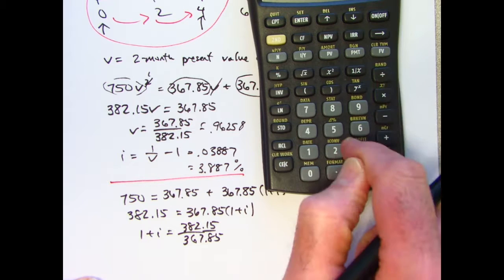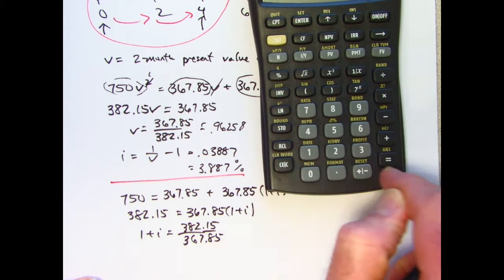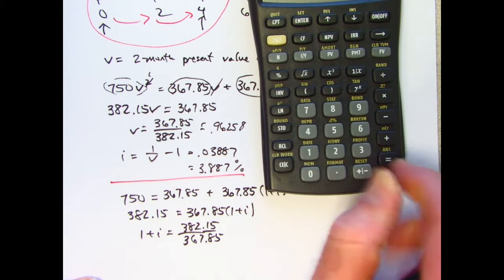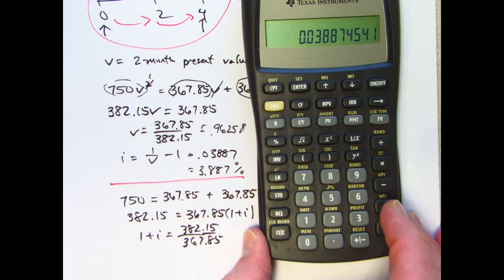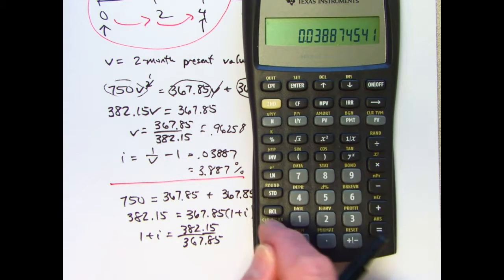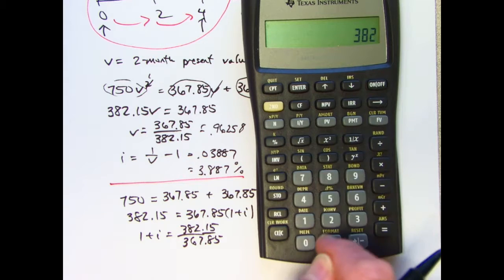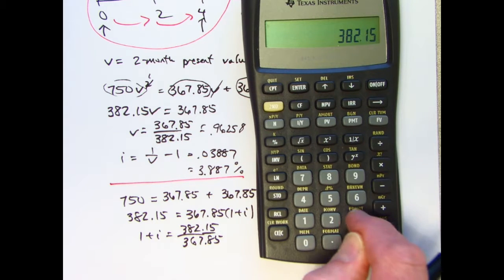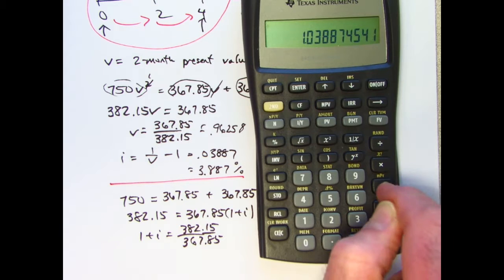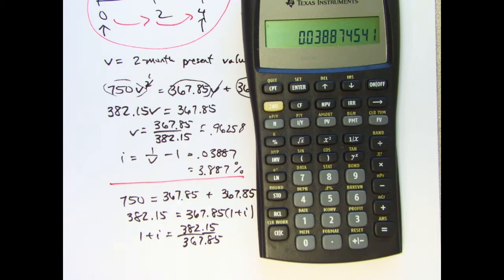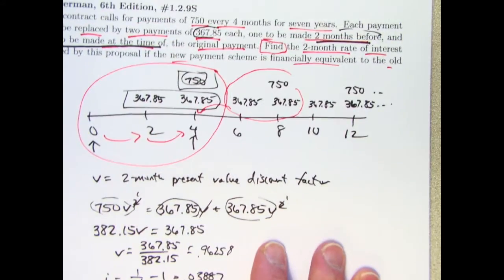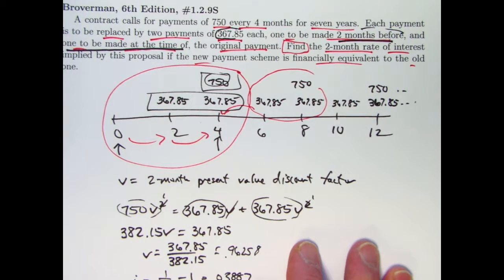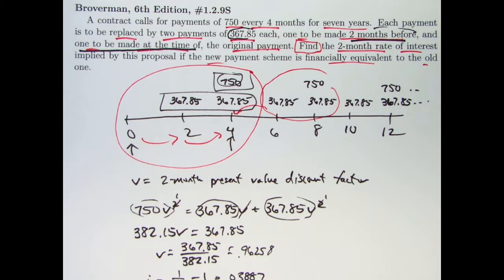382.15 divided by 367.85. Subtract 1 from that. We get the same answer, about 3.887%. Let me go ahead and do it so you can see it again here. 382.15 divided by 367.85, subtract 1. There we go. So you do get the same thing, and that is the 2-month rate. And again, this problem is definitely trickier because it's like they're purposely confusing you by putting in extra information that you don't really need to think about. So you should watch for that as you solve problems.